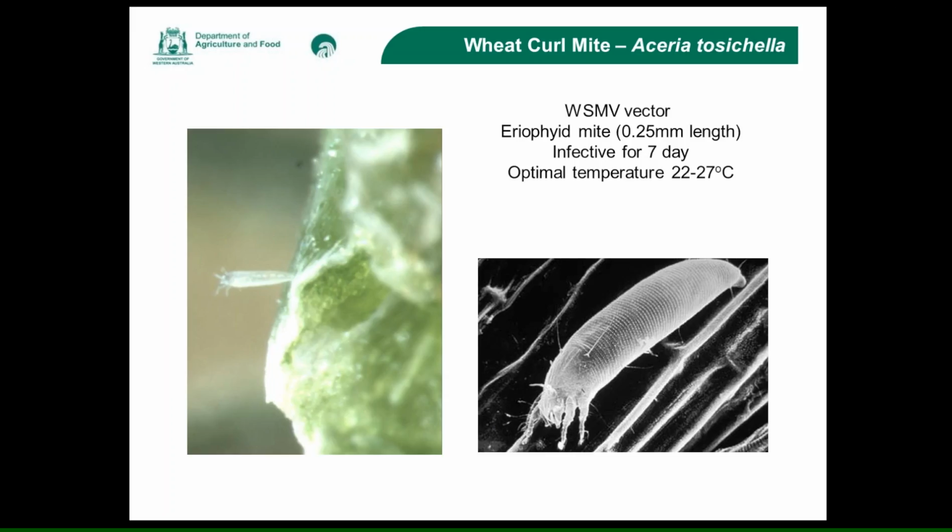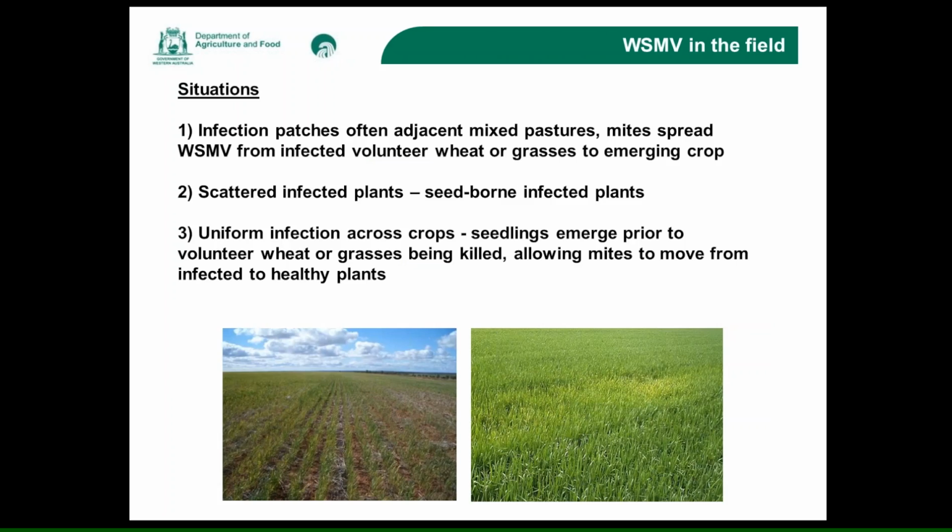So when we're looking at a paddock that's infected with wheat streak mosaic virus, you'll often find infected plants in different sorts of arrangements, and one of those first situations can be where you'll have patches or gradients of infection that are often adjacent to a mixed pasture, and these mixed pastures include a lot of volunteer wheat, and the mites have moved from the volunteer wheat into the emerging crop. So that's why you'll see a gradient of infection into the crop.